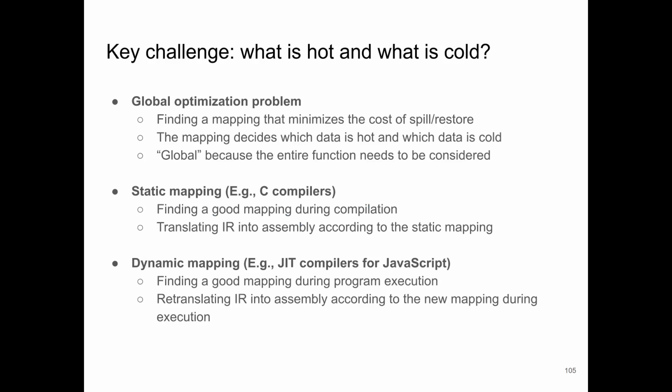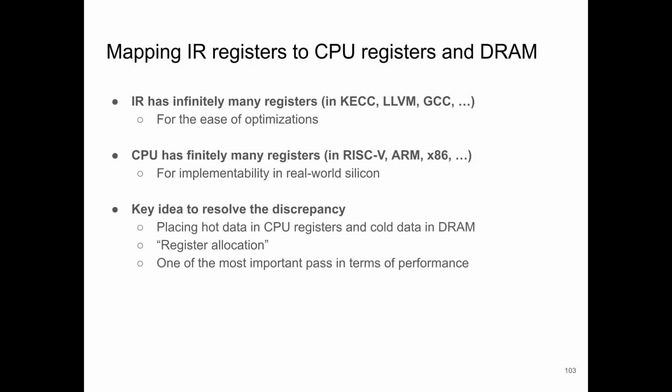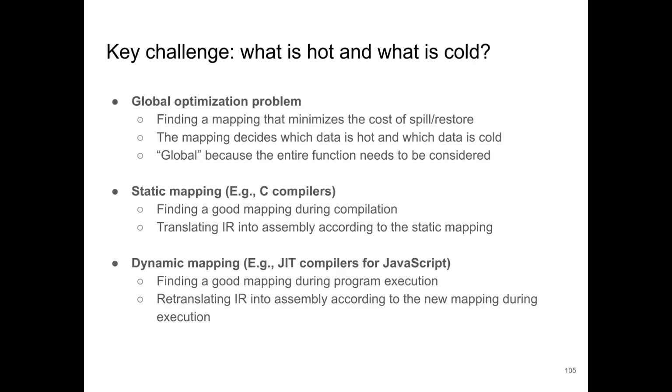key challenge of this register allocator. Okay, so we are going to use such tools: move, spill, restore, assignment, coalescing. And the goal here is resolving the discrepancy between the number of registers inside IR and CPU. And the key challenge here is that we need to decide which data is hot and which data is cold. And after deciding which data is hot, we can wisely map hot data into CPU registers and cold data into the DRAM.